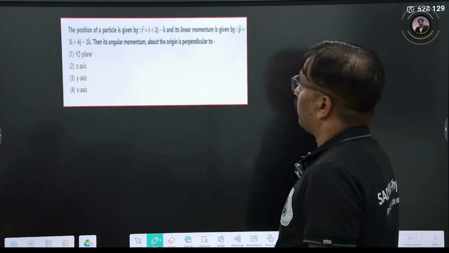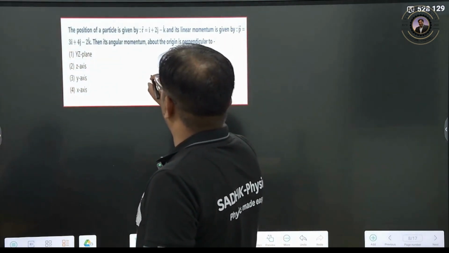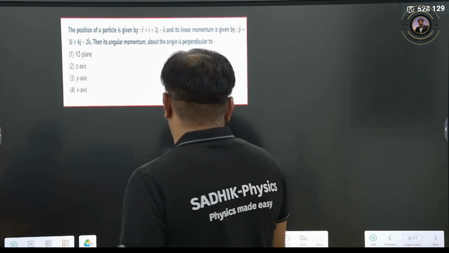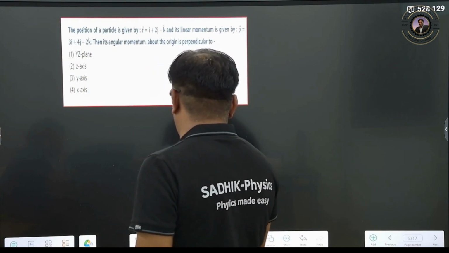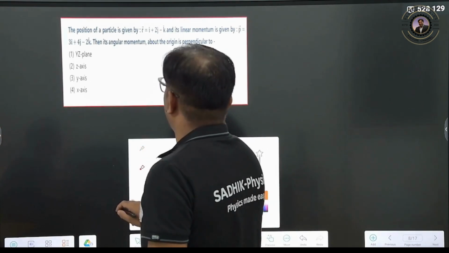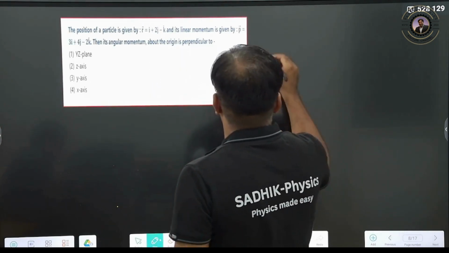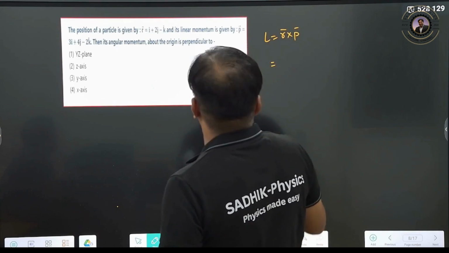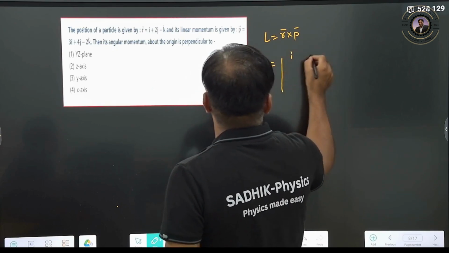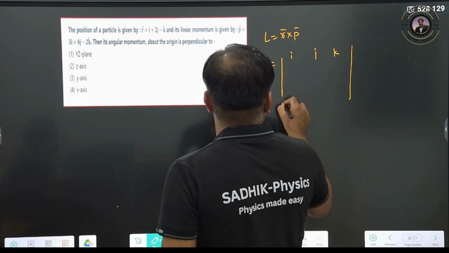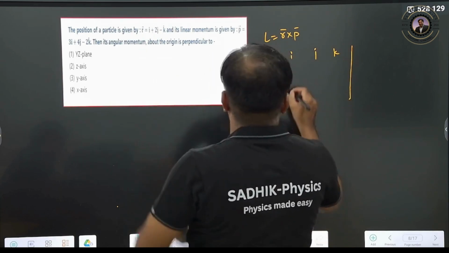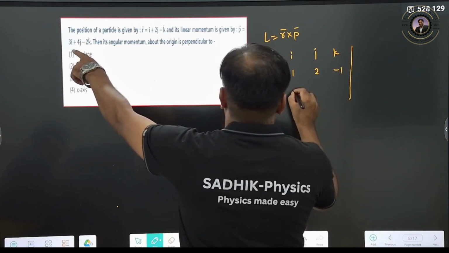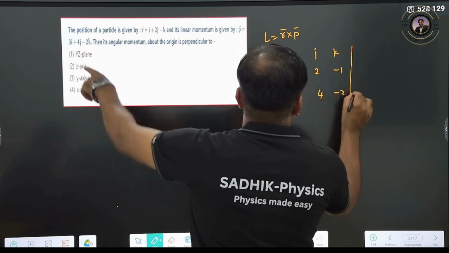Now let us see, here also a similar type of question. If you want, you can try this yourself. Exactly how we did the previous question, in the same way L is equal to r cross p. Just be careful here. What is r? Again I, J, K is given. The r vector is given as 1, 2, minus 1. The momentum vector is given as 3, 4, minus 2.